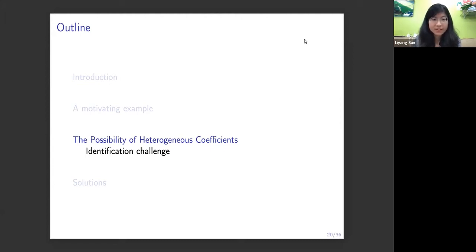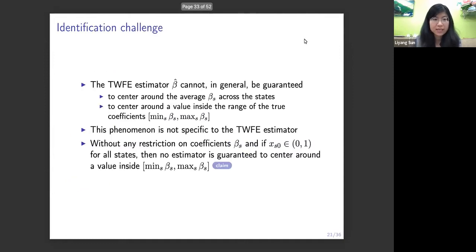In the previous video, we provided a numerical example that shows the two-effect estimator cannot, in general, be guaranteed to be centered around the average of beta s across states. In fact, it cannot even be guaranteed to center around a value inside the range of the true coefficients beta s, from the smallest beta s to the largest beta s.